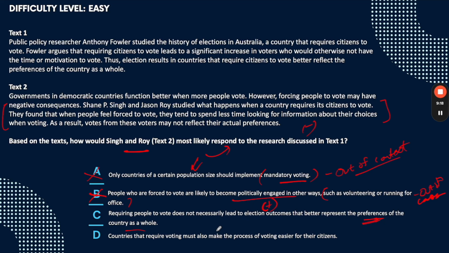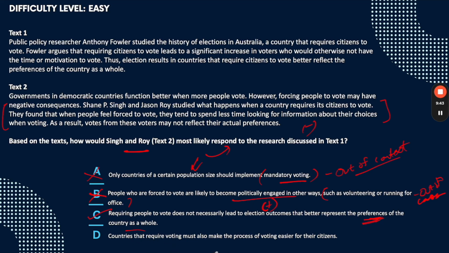Singh and Roy are not going to agree with this research conclusion. The conclusion was about knowing the preferences of the country as a whole, and Singh and Roy totally disagree with that, right? So I like this option. This is matching up with the relationship I had identified between the two texts. Now, let's go to D and see if we could eliminate it.